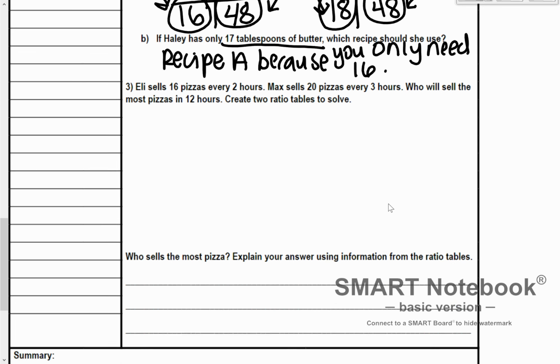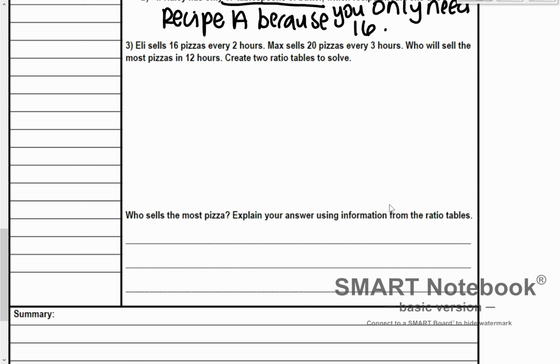All right, last one. Eli sells pizzas, 16 pizzas every 2 hours. Max sells 20 pizzas every 3 hours. Who will sell the most pizzas in 12 hours? Create 2 ratio tables to solve. All right, so we need a ratio table for Eli. We need a ratio table for Max.